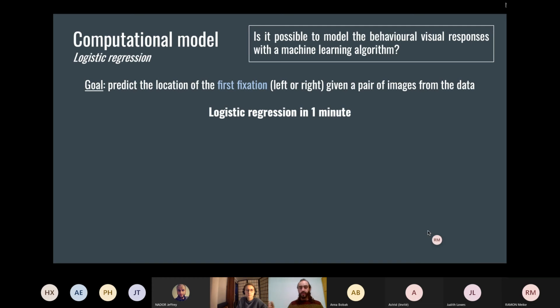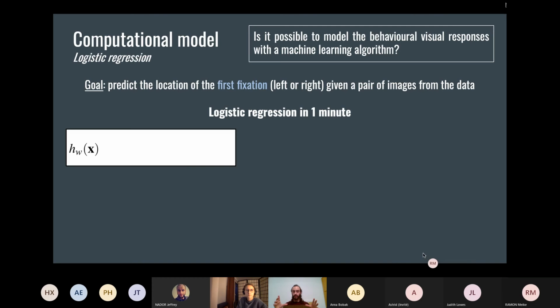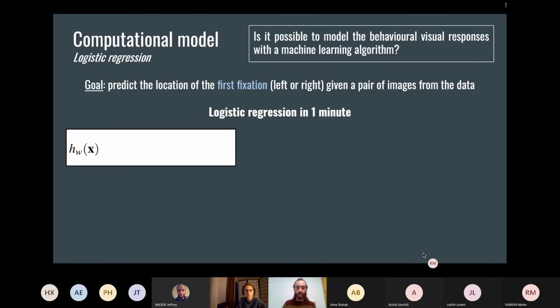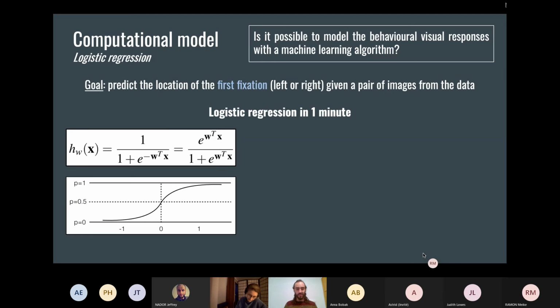Like I said, left or right given. So the input data is the two images that are presented to the participants. With logistic regression, this is just very quickly the information about this. The idea is to model the data X with a function H, which is a logistic function. And in the next slide, there is the plot of the logistic function. Yeah, probably most of you are familiar with this.